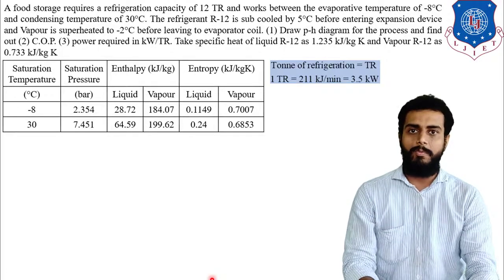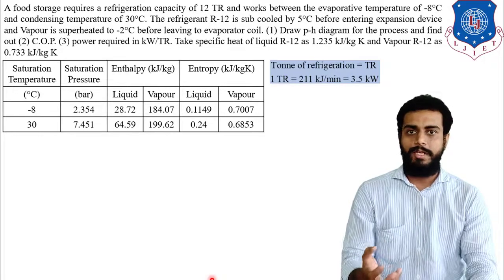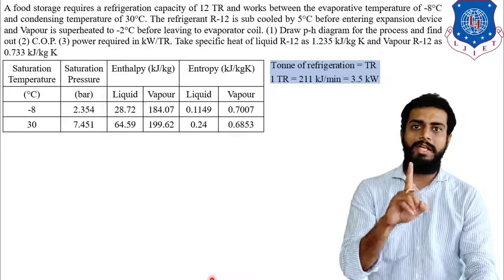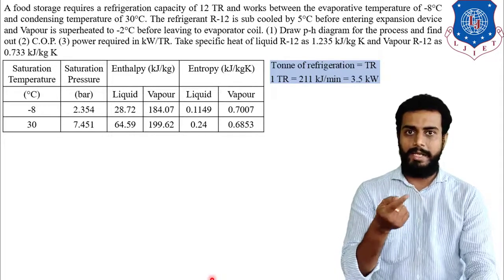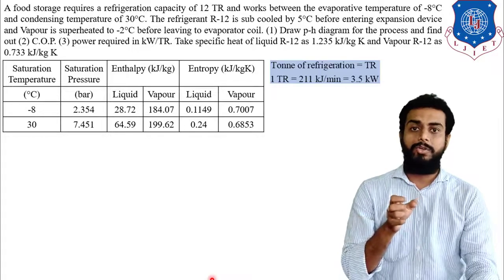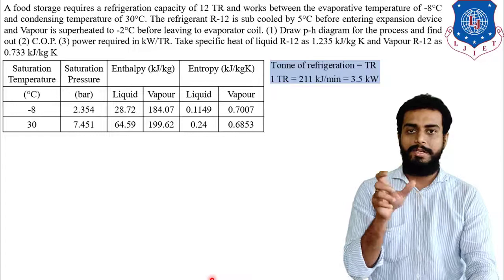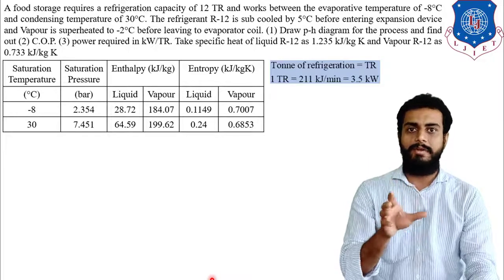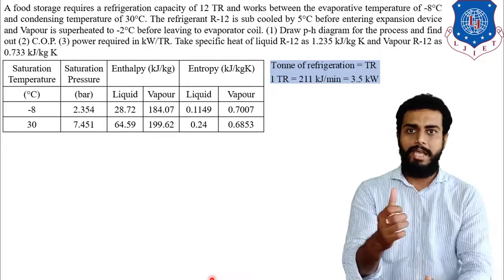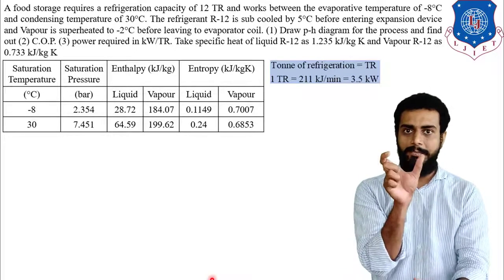It is the amount of heat removed from the atmosphere in order to melt 1 ton of ice during one day. I am repeating again, amount of heat removed from the atmosphere to melt 1 ton of ice during the time period of one day. That is equivalent to 1 ton of refrigeration. As you can see, I have written 1 ton of refrigeration, TR, that is the abbreviation.